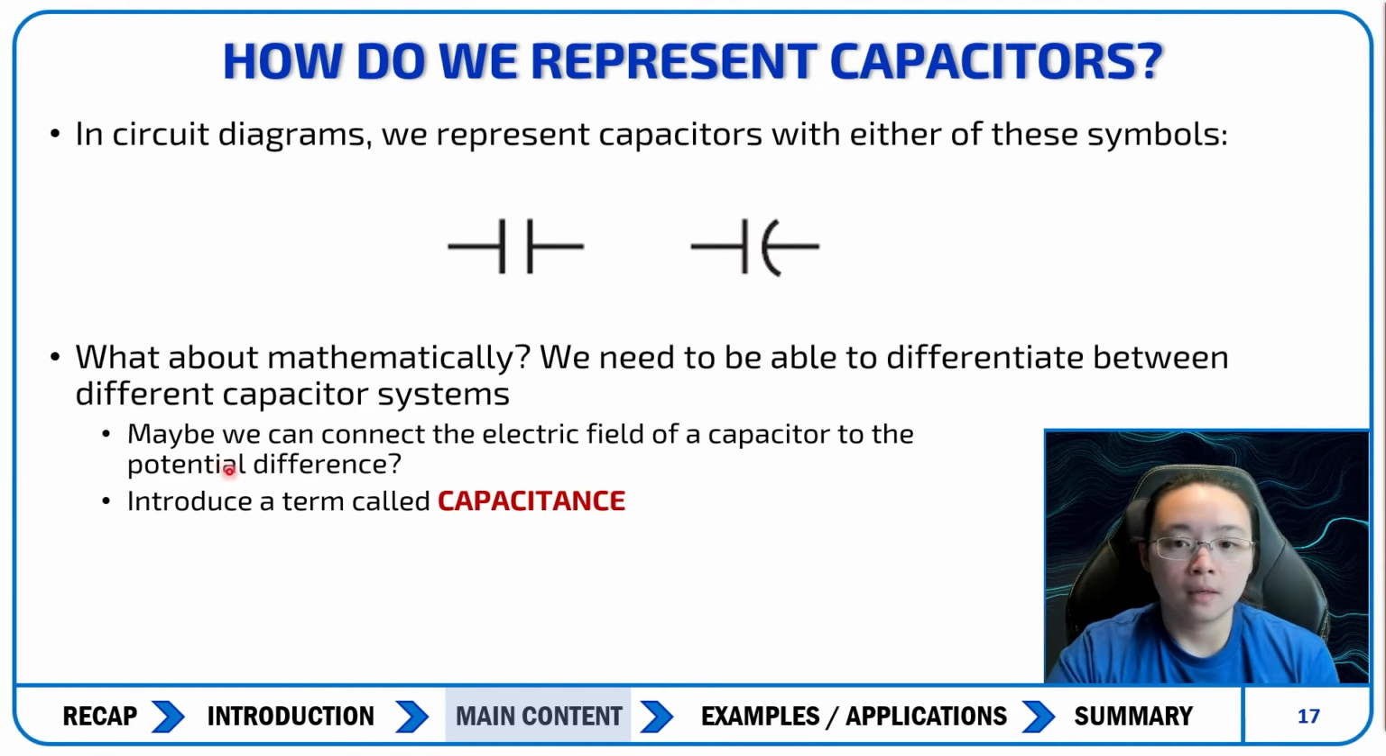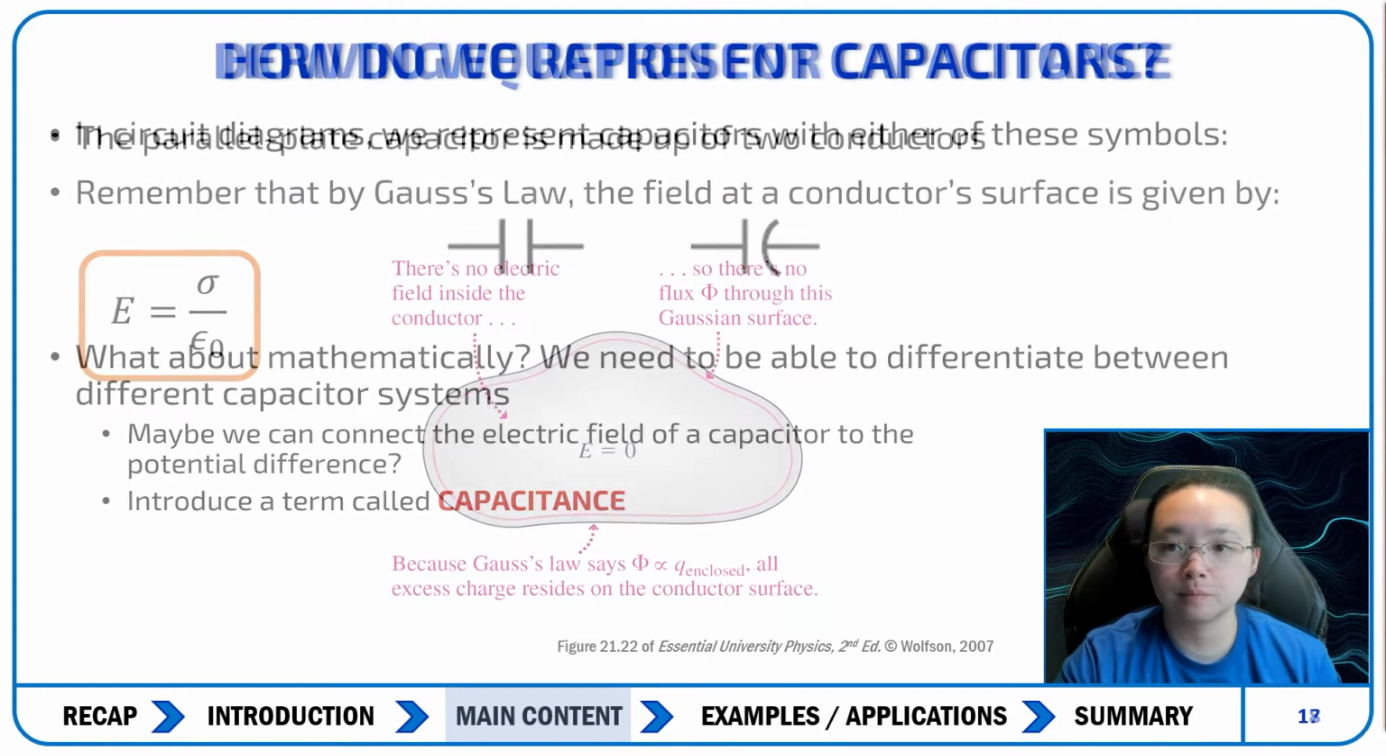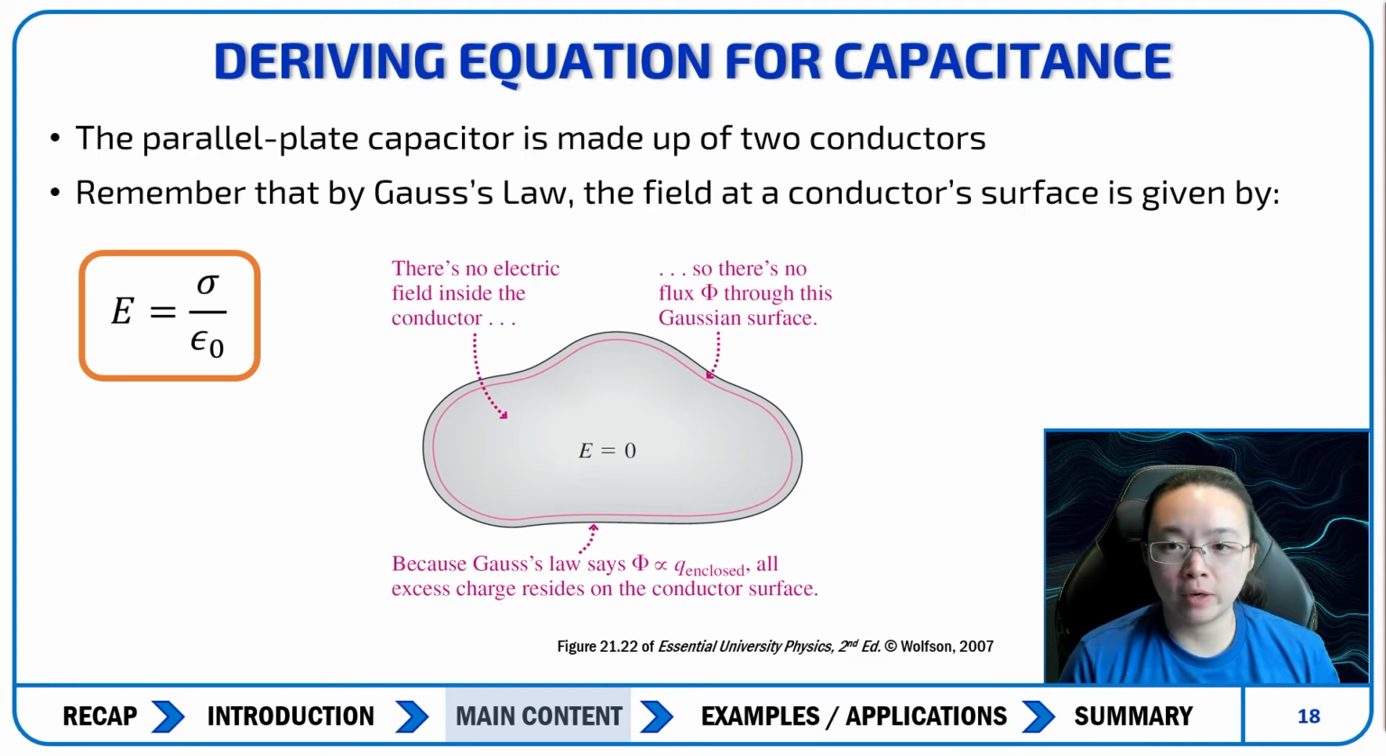So when we're taking a look at capacitors, we're going to use capacitance to measure some component of a capacitor. So if we are able to connect the electric field of a capacitor to the potential difference, we then are able to introduce a term called capacitance to give us a way to quantify the electric field and potential difference of a capacitor. So now that we understand what capacitance is, it would be good to be able to derive an equation for capacitance so that we can actually quantify this.